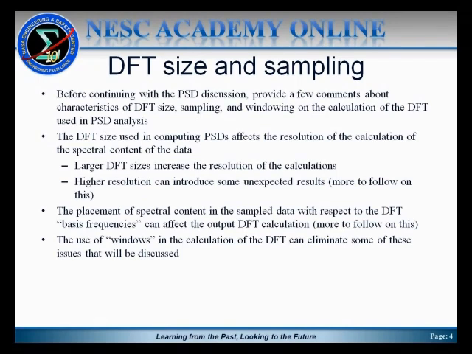There's a technique used in PSD referred to as windows that can be used to eliminate some of these issues. We'll show some examples of how windows can remove some of these unexpected results, as well as the different options one might have for the different kinds of windows that are available with PSD packages.